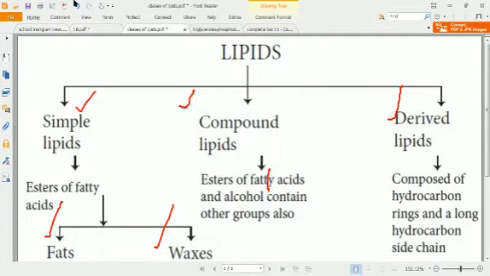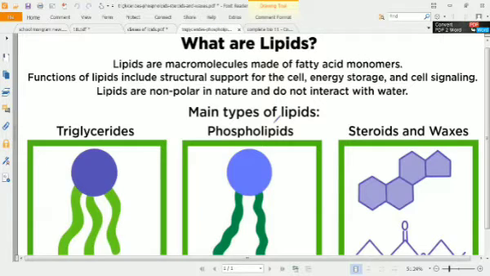So they can be phospholipids, glycolipids, as well as lipoproteins. Here we will discuss phospholipids only. Then we have derived lipids. In derived lipids, we can have terpenes, steroids, prostaglandins, and cholesterol, in that they are composed of hydrocarbon rings and a long hydrocarbon side chain. How their structures are made up, we will discuss after some time.